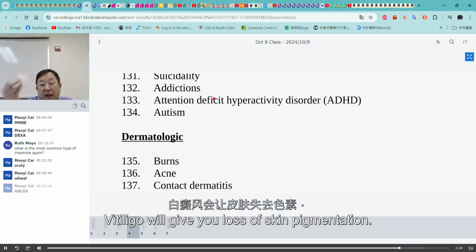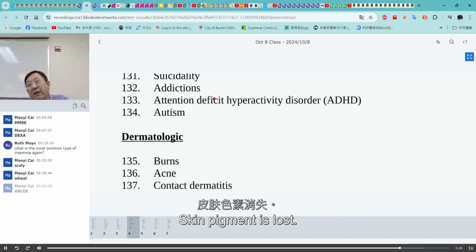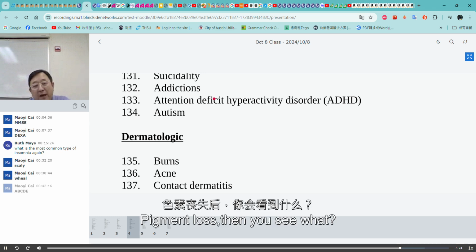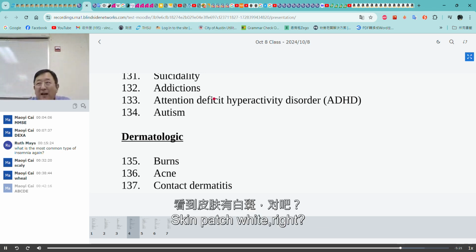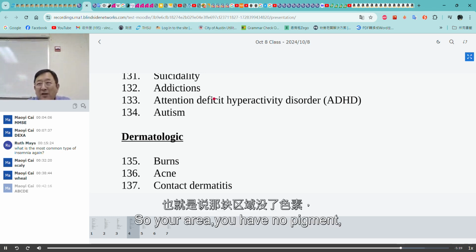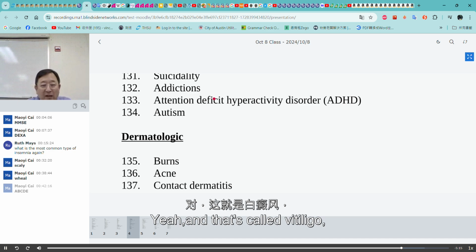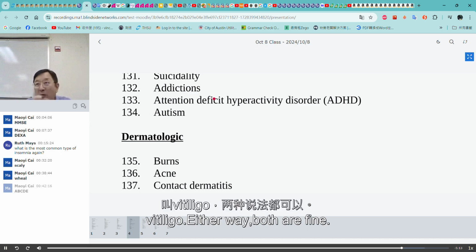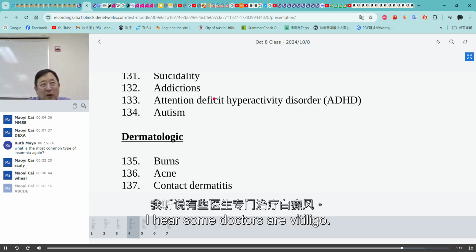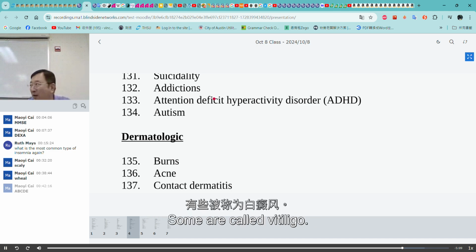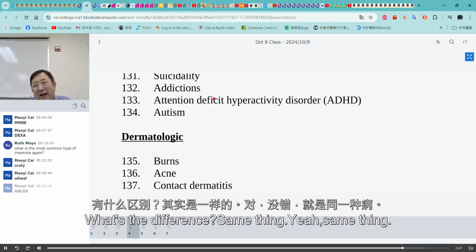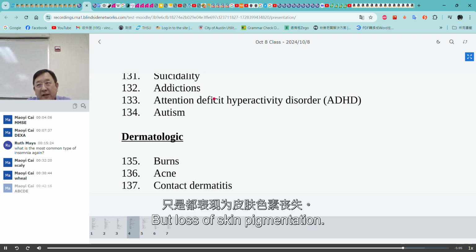Vitiligo is loss of skin pigmentation. Skin pigment is lost, then you see what? Skin patches are white, right? The area where you have no pigment shows a white color. That's called vitiligo. Either way, both are fine. I hear some doctors say it one way, some the other. What's the difference? Same thing. But loss of skin pigmentation.